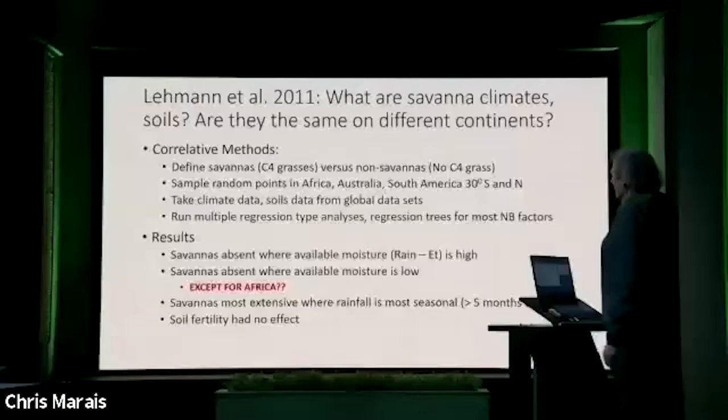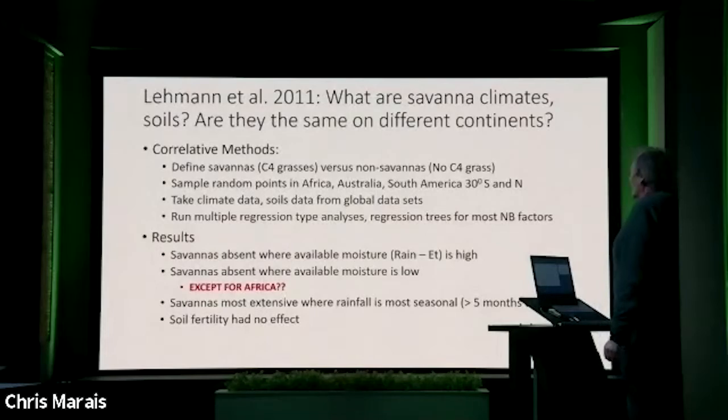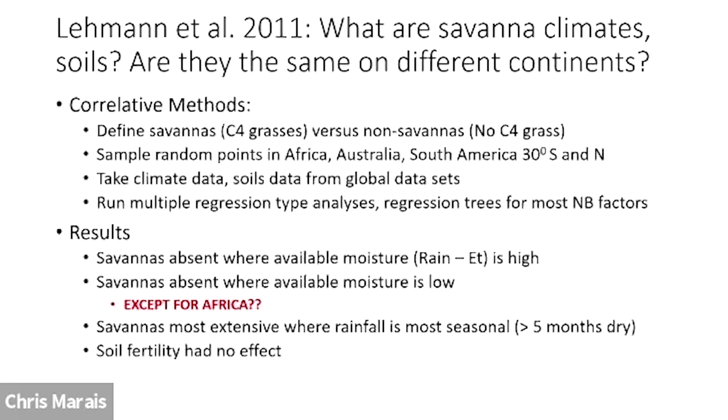So I got together with colleagues, Caroline Lehman and others, and we tried to ask the question, what are savanna climates? And are there distinct soil types that determine where you find savannas? And do we find the same climates on different continents? And we looked at Australia, Africa, and South America. And we defined savannas as things that had continuous cover of C4 grasses. Non-savannas, forests, didn't have C4 grasses. We used vegetation maps rather than satellite images, because the vegetation maps tell us whether we're dealing with C4 grasses or not.